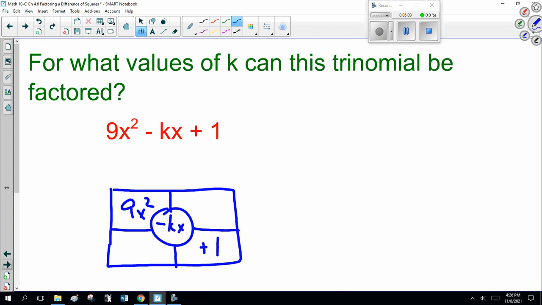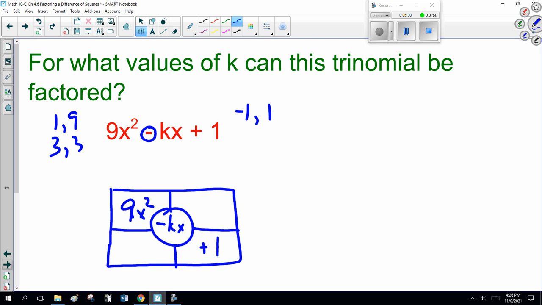Now, what are the factors of 9? 1 and 9, 3 and 3. Now, what are the factors of 1? 1 and 1. Put the minus sign here, so this must be minus 1 and plus 1. So, for what values of k? I'm not saying what is k, I'm saying what could be k.